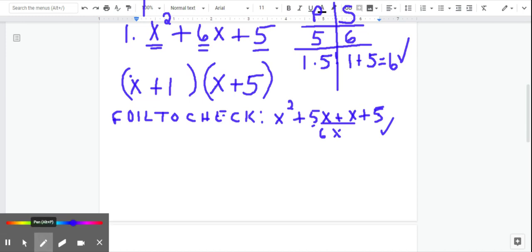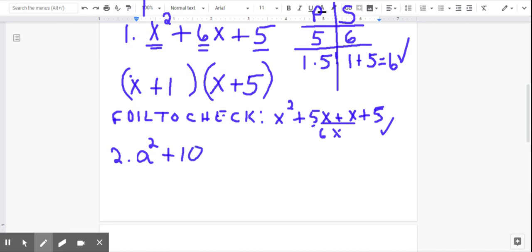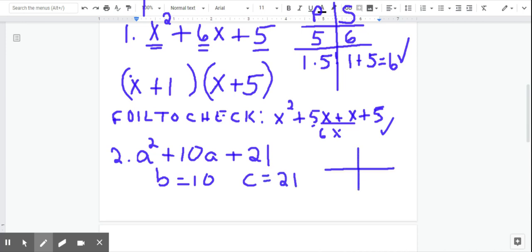Let's do another one. Say we have a squared plus 10a plus 21. So remember that B is 10 and C is 21. We set up our product sum table. Our product is C, so that's 21. And our sum is B, so that is 10.